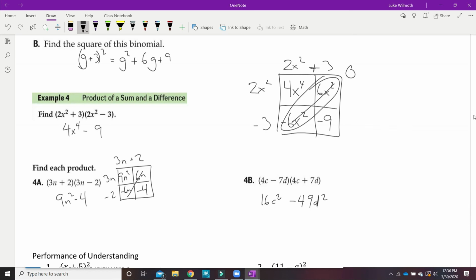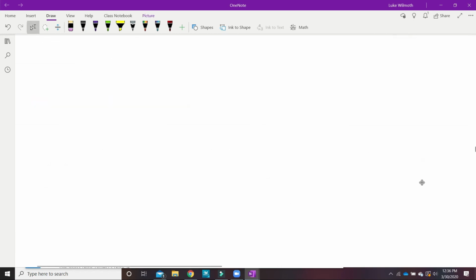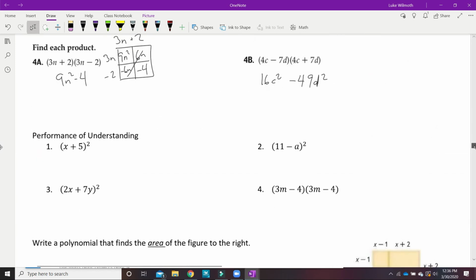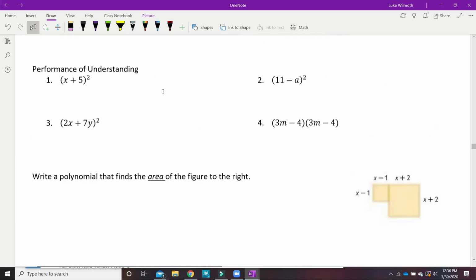That is it for what we're learning today. At this point, pause the video, see if you can do the performance of understanding, which is listed below. Right here, these 5 problems here. See if you can do all 5 problems. When you're done, unpause the video. I'll go over the answers.